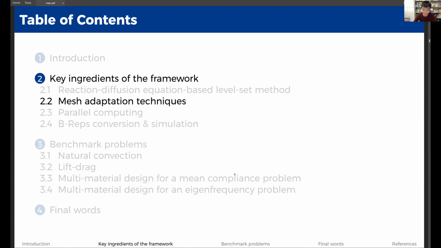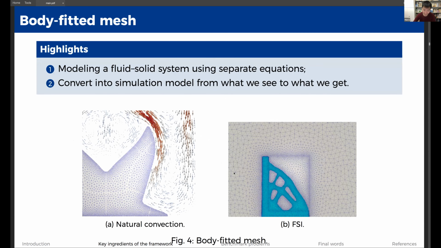The second ingredient is the mesh adaptation technique. In the last year or two, we can see a big fashion of level set methods in the topology optimization field, partly because of the huge improvement of mesh adaptation techniques. So we can use the body-fitted mesh. With a body-fitted mesh, we can do a trimming process. In the context of fluid structure problems, we can extract the fluid and solid subdomains, and we can use separate equations to model the fluid structure system.